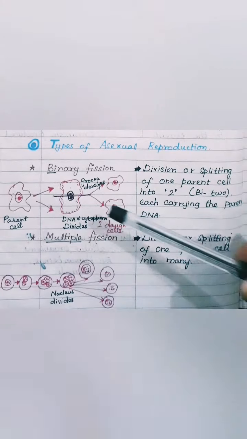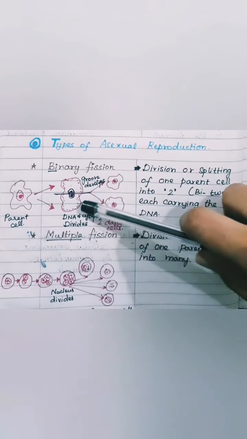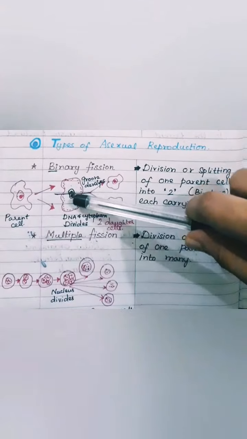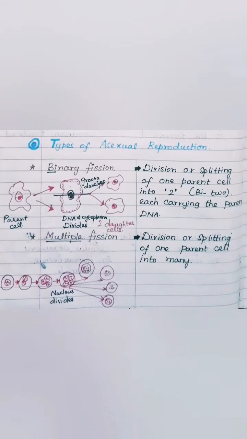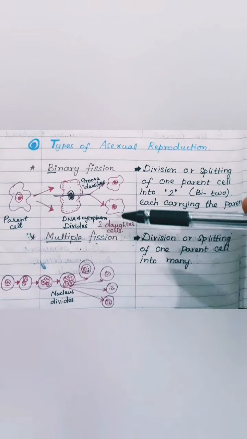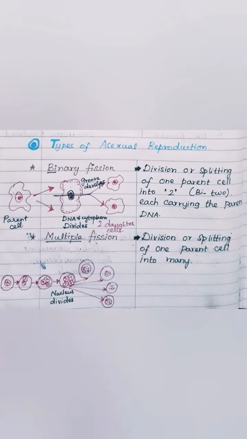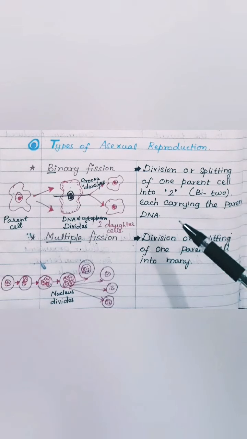So what happens is the DNA, the deoxyribonucleic acid, the genetic material, starts dividing. And along with the DNA, the cytoplasm also divides. A groove develops. Okay, so there will be an indentation in the amoeba. And after the groove development, the DNA and the cytoplasm divide into two. So one amoeba will become two daughter amoeba. So division or splitting of one parent cell into two, each carrying the parent DNA, is called binary fission.